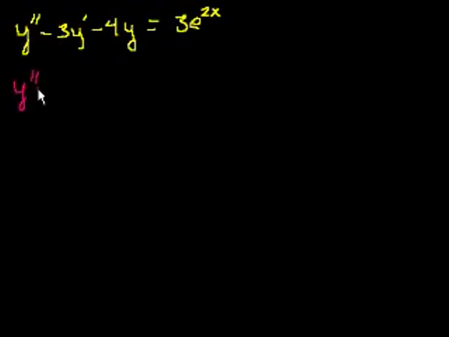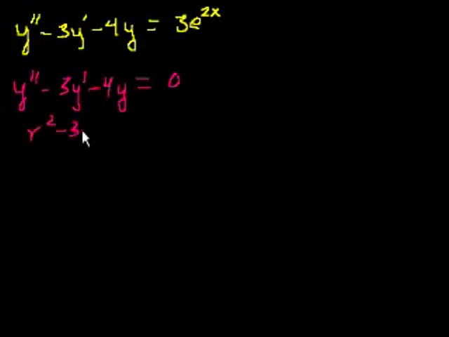So let's say I have the differential equation, the second derivative of y minus 3 times the first derivative minus 4 times y is equal to 3e to the 2x. So the first step is we want the general solution of the homogeneous equation. In that example I just did, that would have been our h of x. So we want the solution of y'' minus 3y' minus 4y is equal to 0.